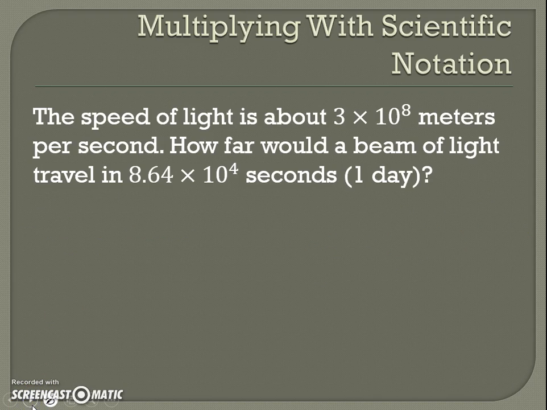All right, so multiplying with scientific notation. It says the speed of light is about 3 times 10 to the 8th meters per second.